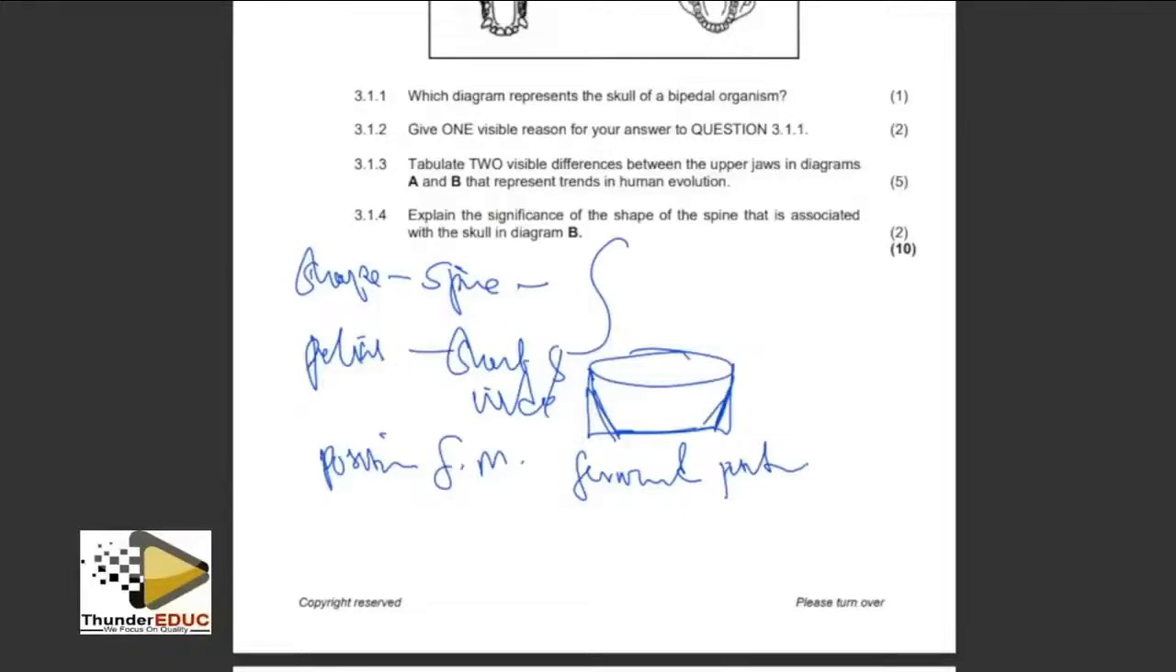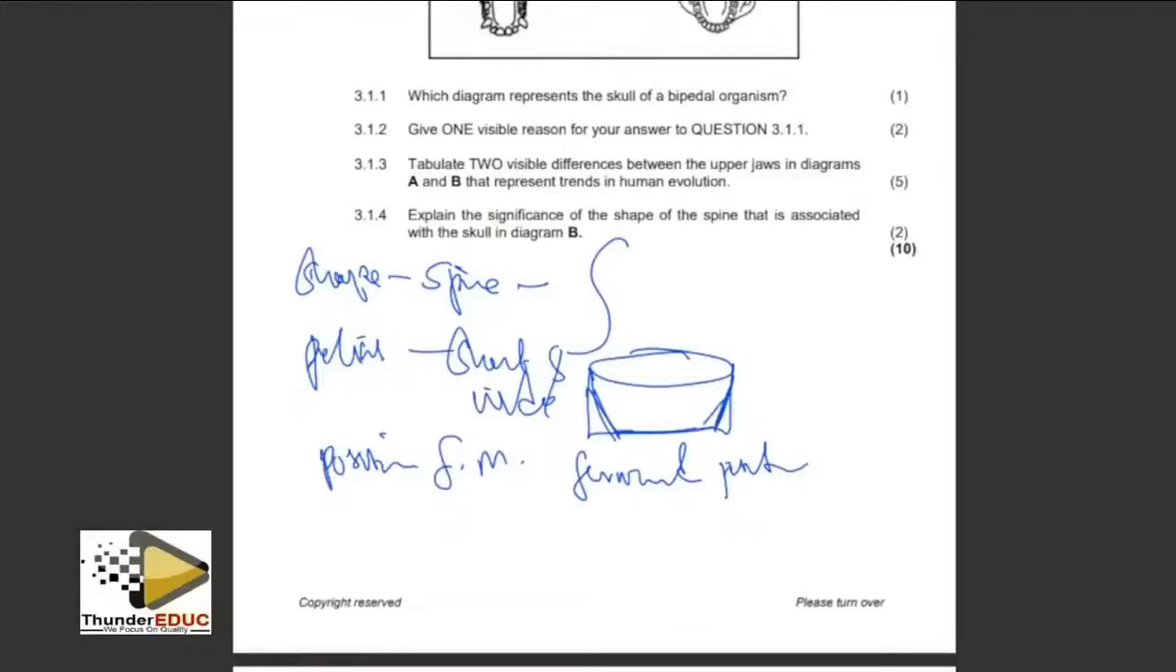You have to tell us walking on two hind limbs, or walking on two lower limbs, or walking on two feet. But we prefer walking on two hind limbs. If you're using limbs, it must have the word hind limbs.